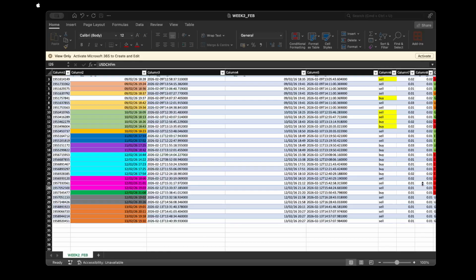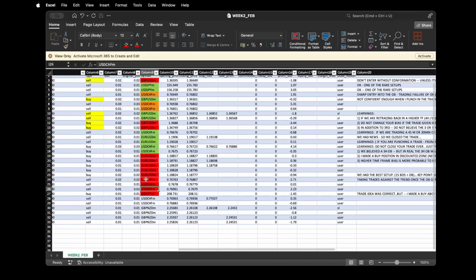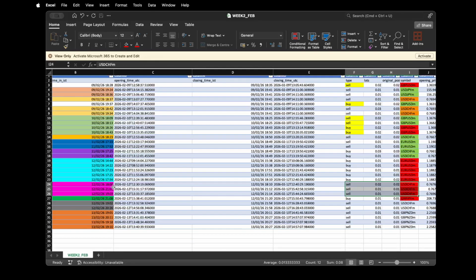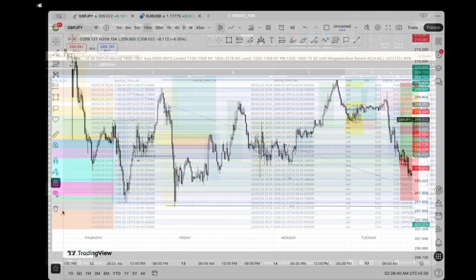Wait a second. Wait. I made a mistake. If I switch back to Excel and I see this USD CHF, this was a sell trade. God damn it. This was a sell trade which was taken around 6 o'clock, 7 o'clock and 8 o'clock. 6, 7 and 8. Let's jump back to TradingView again. I'm sorry.